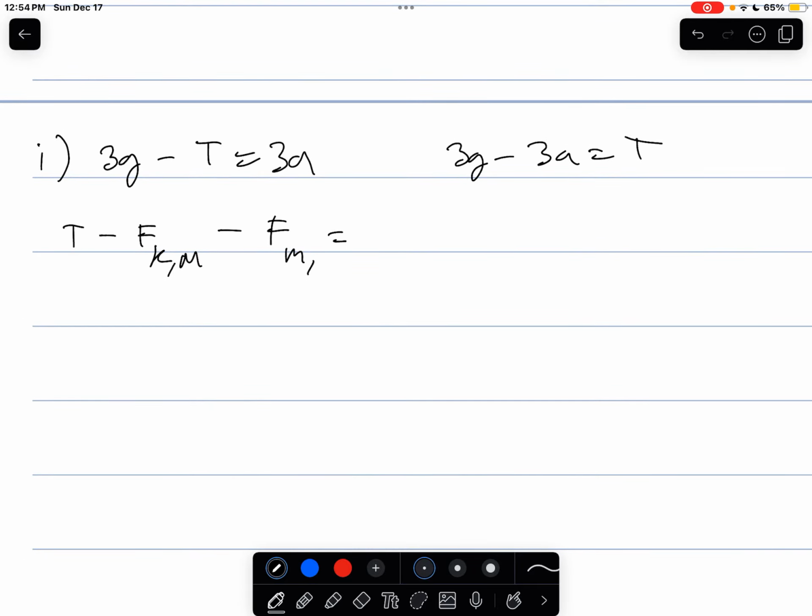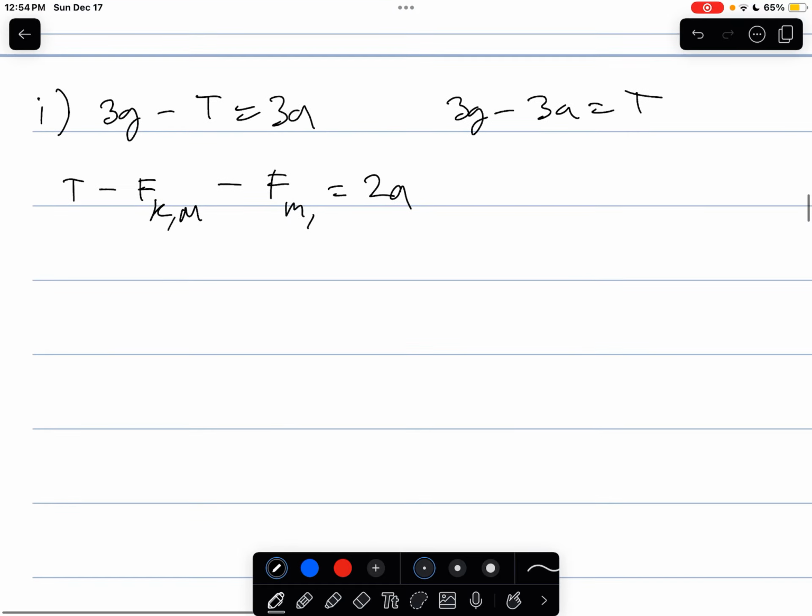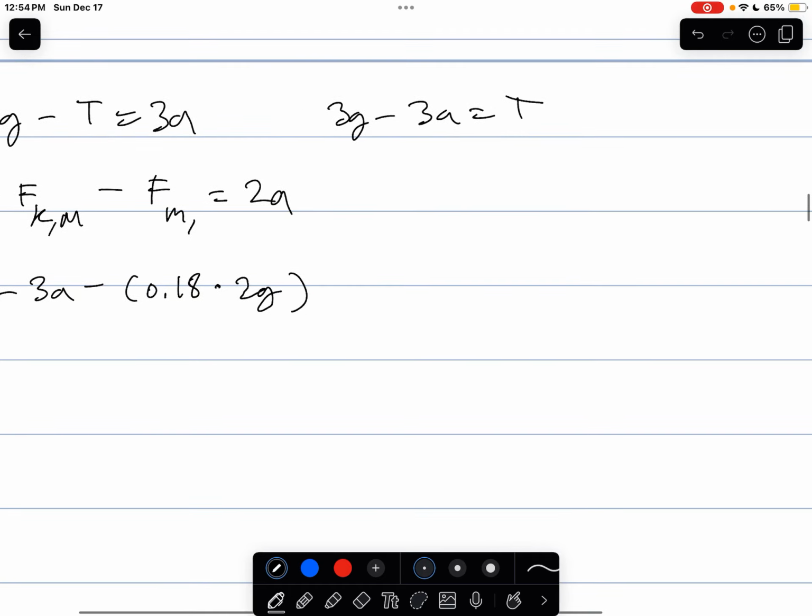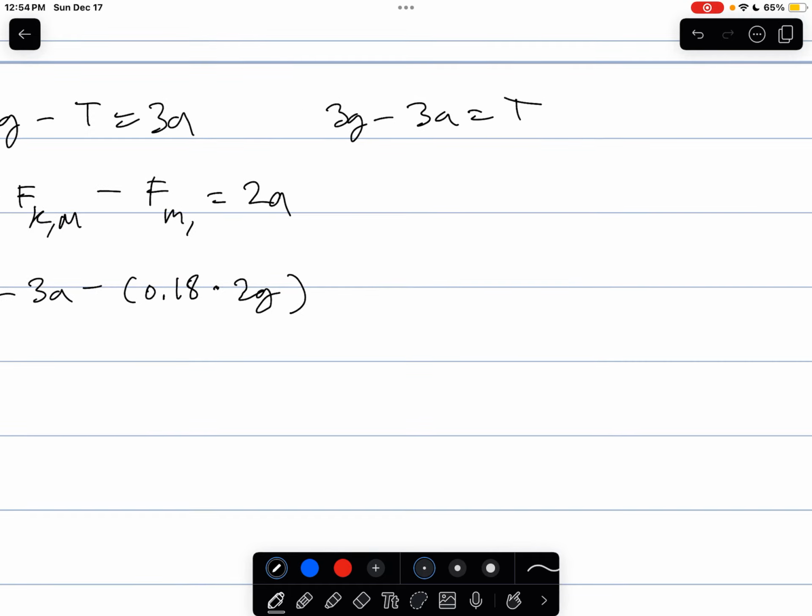Okay, equals 2a, and I'm going to substitute T in, and then expand Fk m to 0.8 times 2g. And then I'm going to do some side work for the contact force of m.